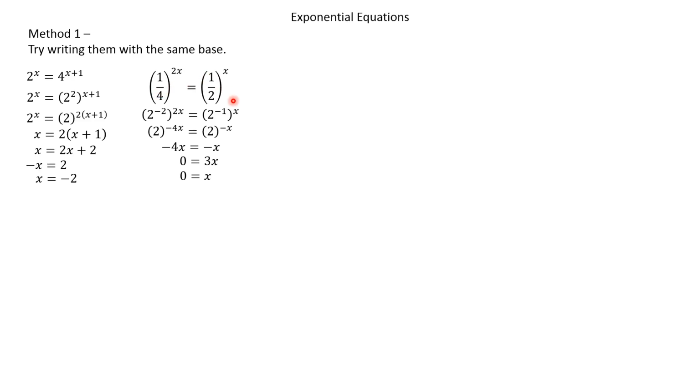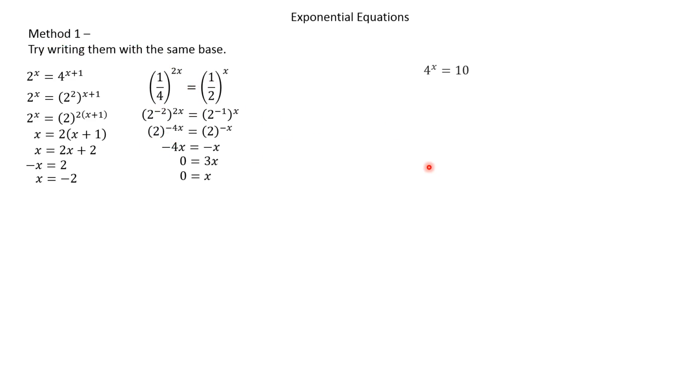It works. People think, well, but can't we plug in 0 all the time? No. 2 to the 0 equals 1. 0 plus 1 is 1. 4 to the 1 equals 4. 0 does not work here. Otherwise, we would have gotten it for an answer down here. So just trust your answer. It's okay.